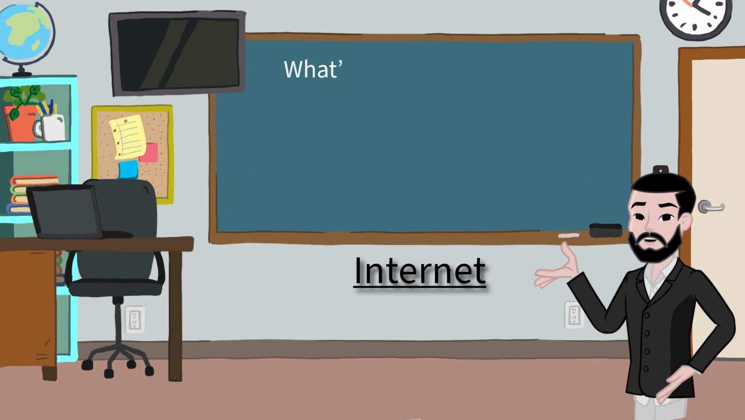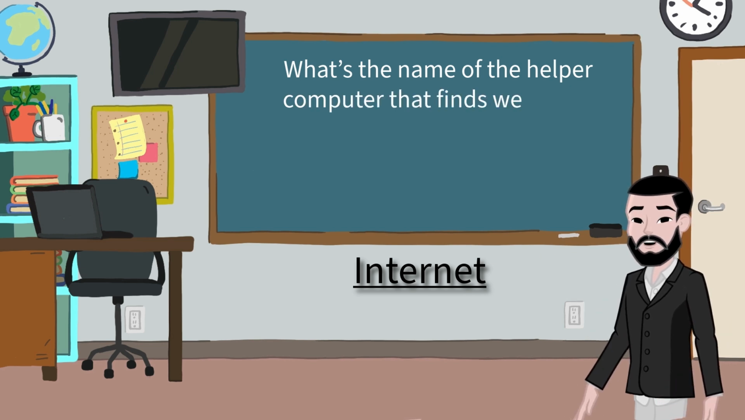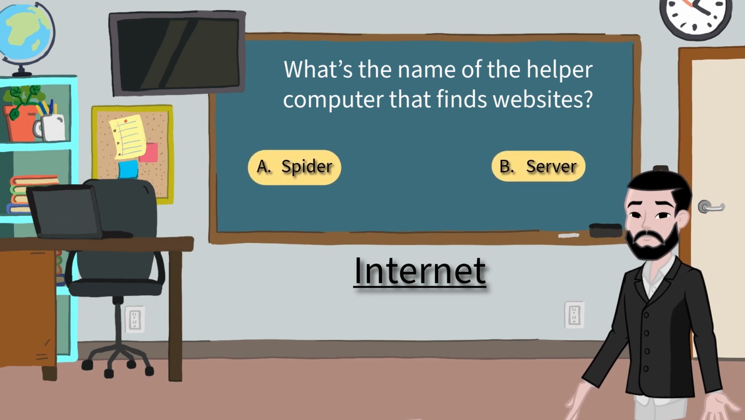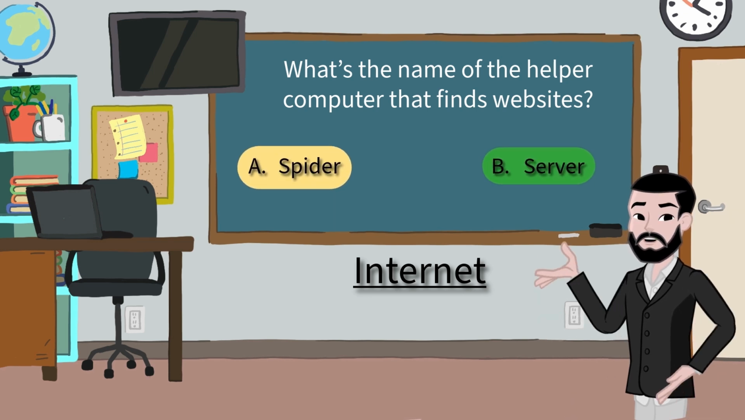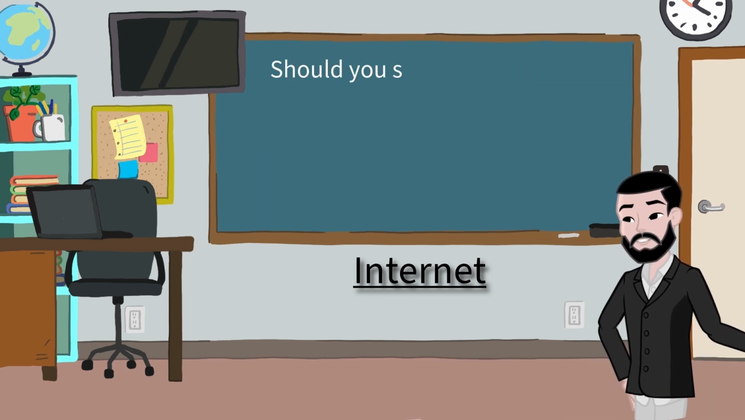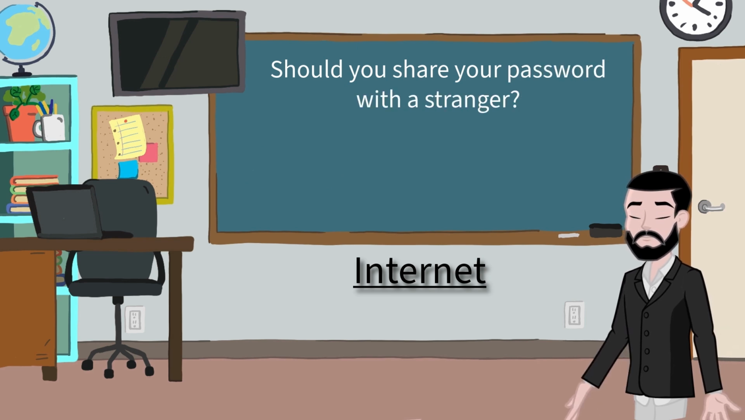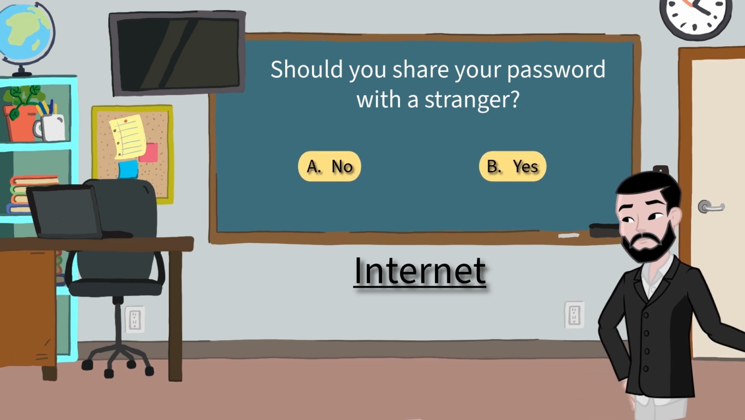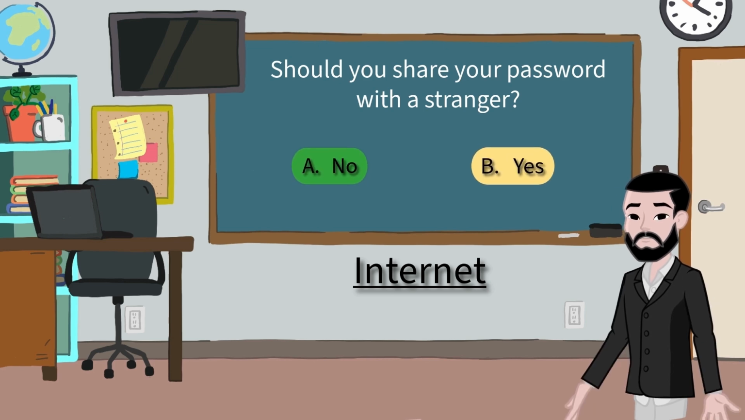Question 2. What's the name of the helper computer that finds websites? A. Spider. B. Server. That's right. It's option B, server. Question 3. Should you share your password with a stranger? A. No. B. Yes. You got it. It's option A, no.